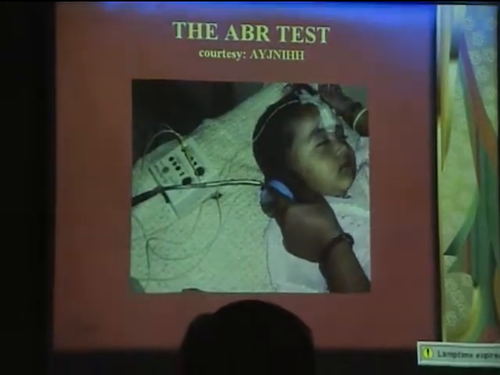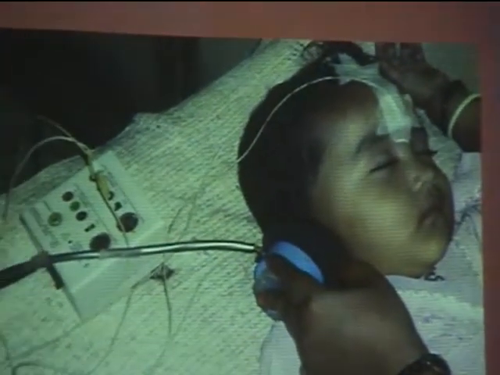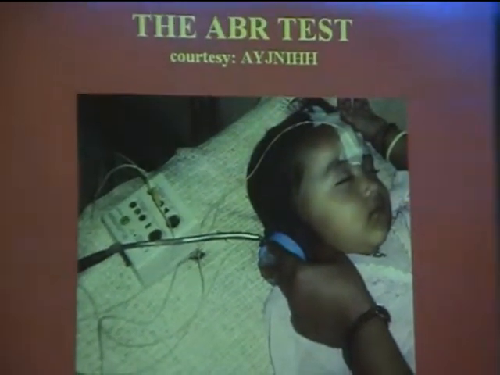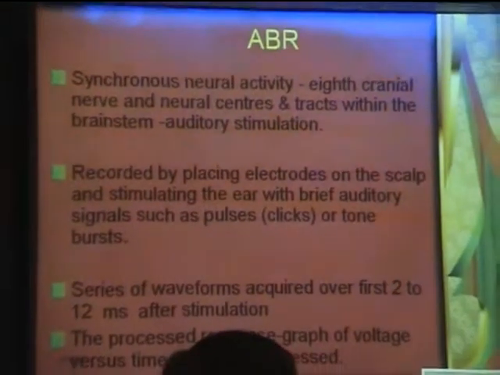Mostly the electrophysiological tests are the ones which have got more information or which are given more importance today, which I would like to stress upon. I am going to talk about the ABR, the ASSR and the OAE. So starting with the ABR test.